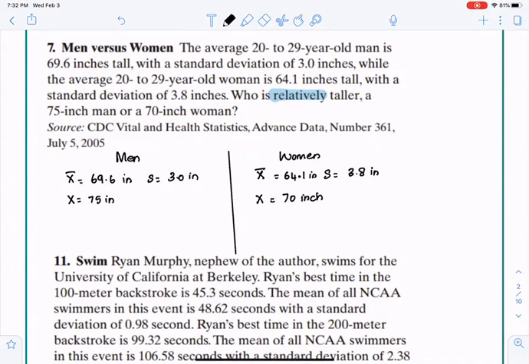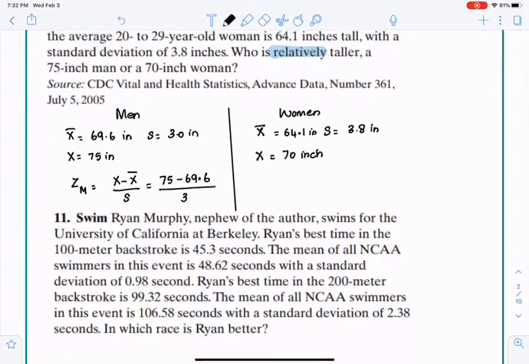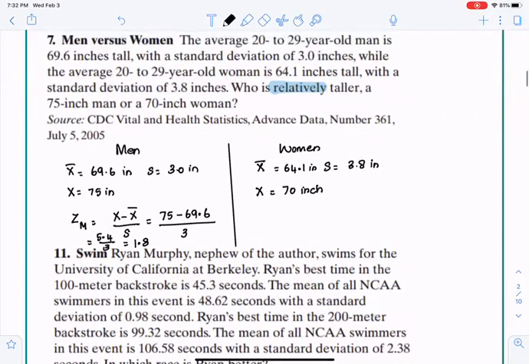All we have to do is find the Z-score. So for male, it is X minus X bar over S: 75 minus 69.6 divided by 3, which would give us 5.4 over 3. And that is 1.8. So the Z-score for a 75-inch man is 1.8.